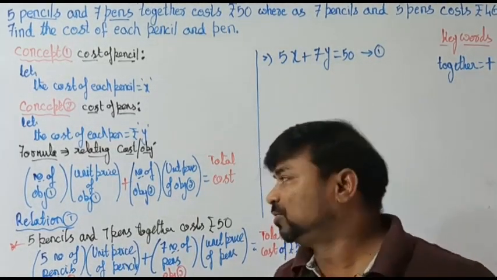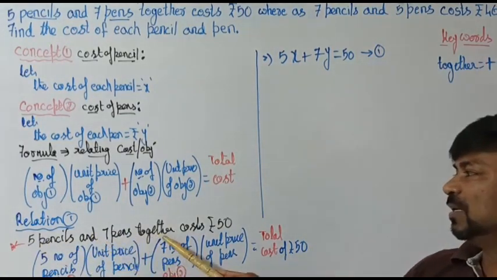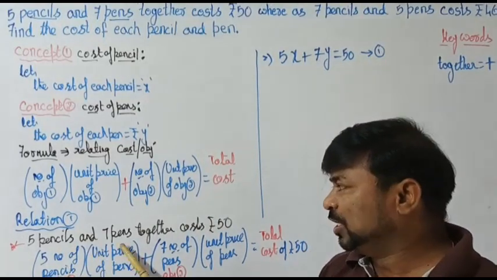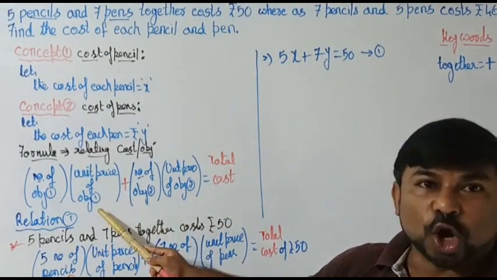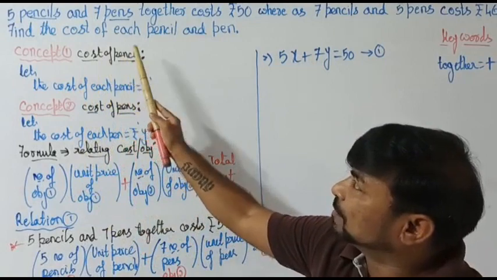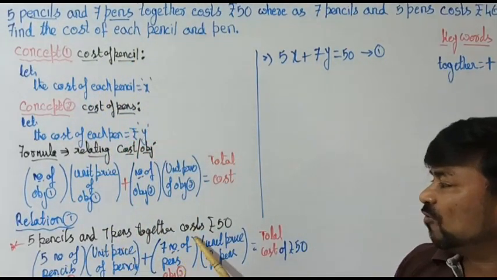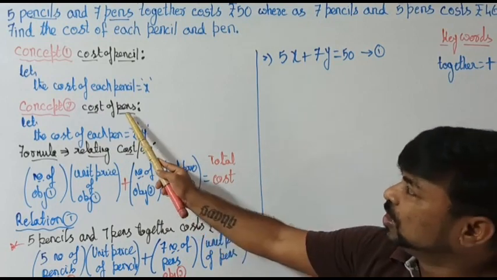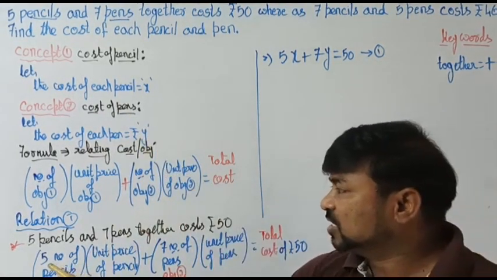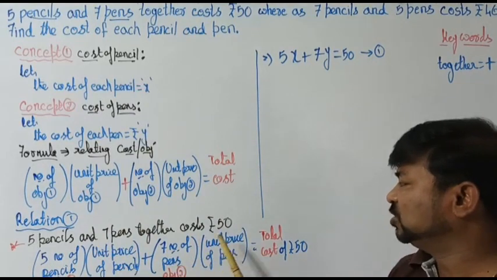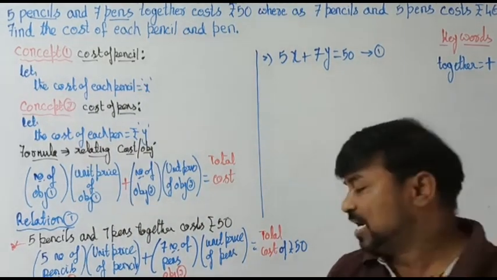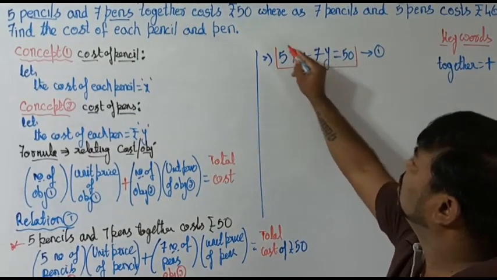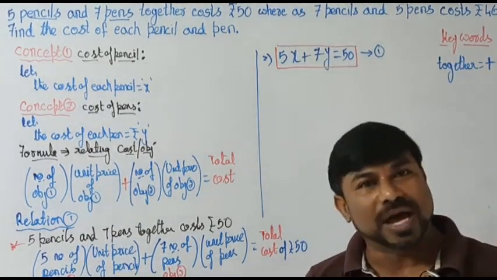Okay, so I'd like to repeat. 5 pencils and 7 pens together cost rupees 50. So 5 number of pencils into the unit price of the pencil, the unit price of object 1. Here the first object is the pencil. Now 7 number of pens into the unit price of a pen, which is y. That is 5 into x plus 7 into y equals the total cost, 50. So by this we are able to frame the first equation, equation 1.